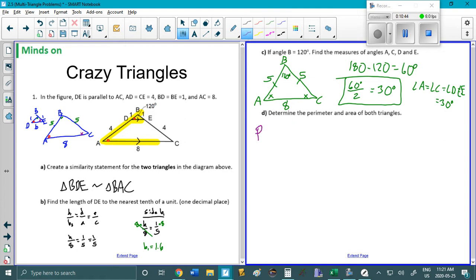All right, now the perimeter of each. So P1 is going to be 1 plus 1 plus B, which is 1.6. And so we get 3.6. P2 is going to be 5 plus 5 plus 8, which is 10, 18. Okay. So that seems fine to me.